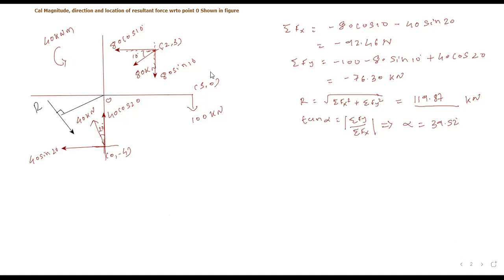Now we are applying, you have to write here, apply Varignon's theorem. Apply Varignon's theorem. Okay. So can I say that R into D should be equal. Now tell me, what is the direction of moment about point O due to resultant force? Can anyone tell me what the direction will be? Clockwise or anti-clockwise? Anti-clockwise. Okay? Anti-clockwise direction.